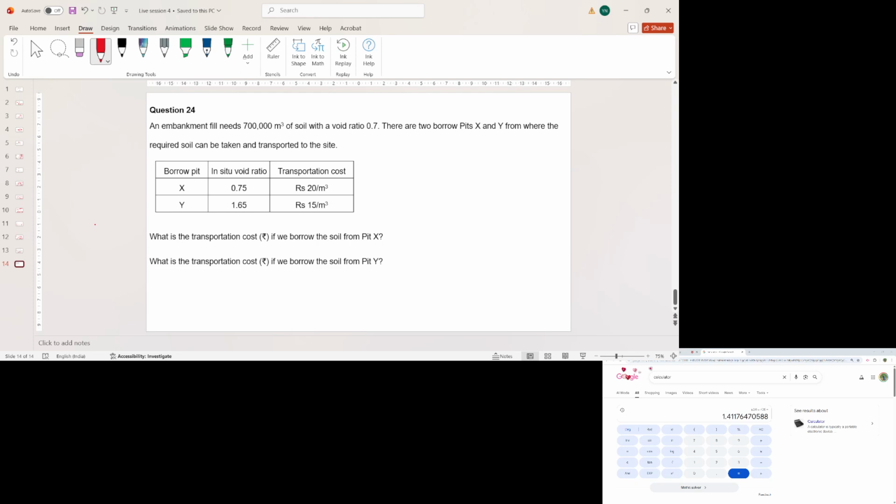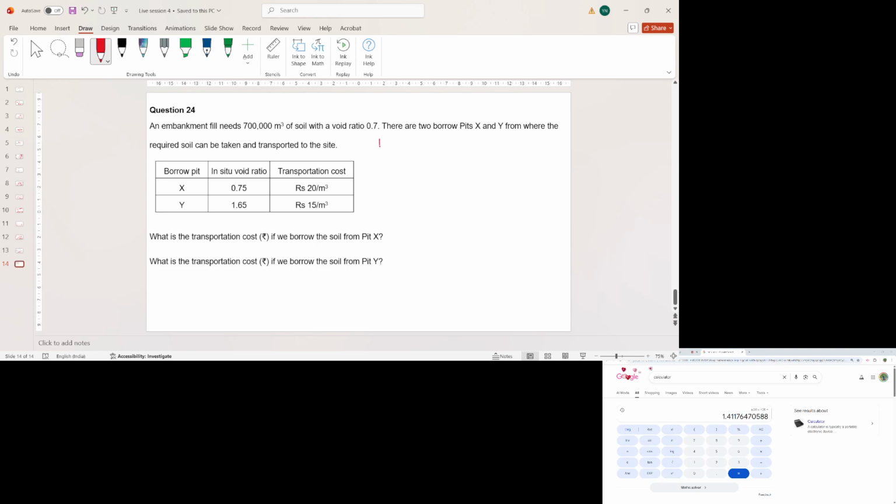Costs 15 rupees per meter cube. Now, the question is, what is the transportation cost for pit X and what is the transportation cost for pit Y, and which is more economical? All right. Now, we have to bifurcate this problem into three.